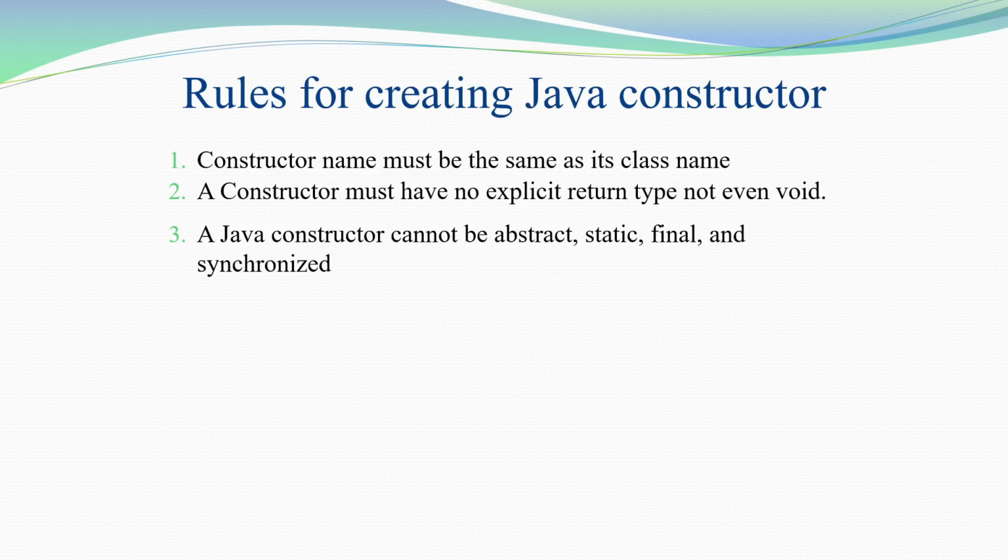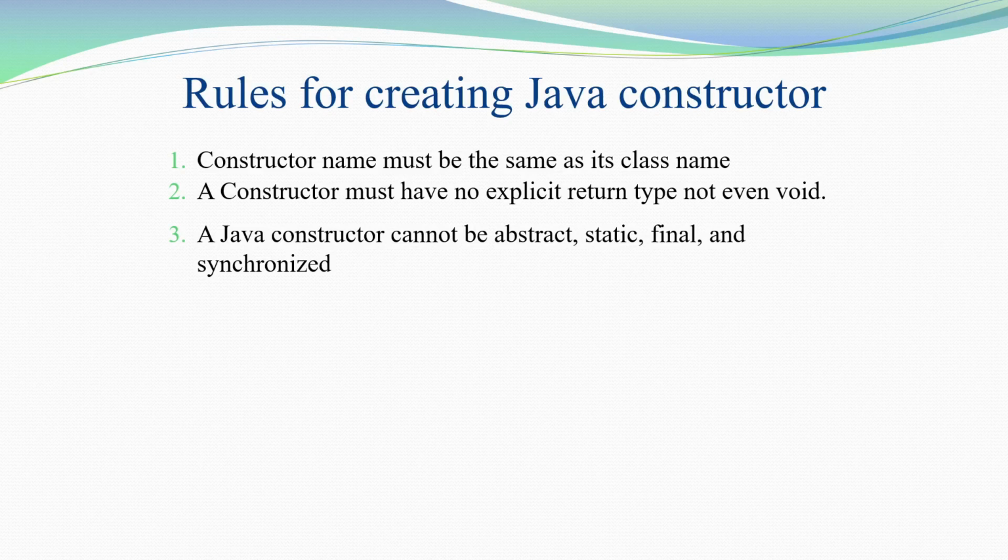So these are the rules for creating Java constructors. Note, we can use access modifiers while declaring a constructor. Why do we have to use access modifiers? Because they control the object creation. In other words, we can have private, protected, public, or default for constructors in Java. So these are the rules for creating a Java constructor.